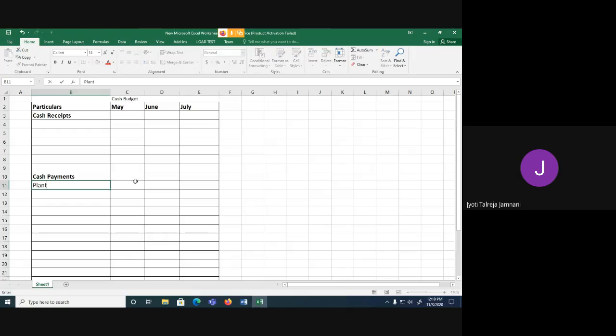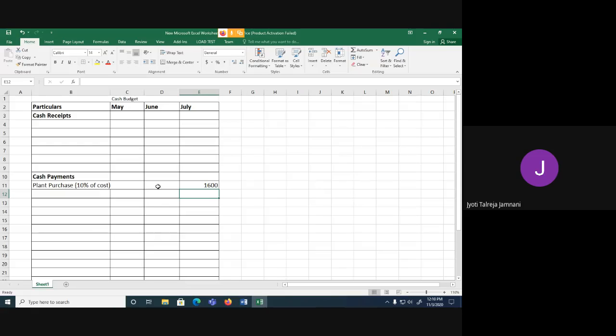You can write plant purchase, and they have said only 10% has to be paid on delivery. So 10% of cost. You have purchased it for 16,000. 10% of 16,000 will be 1,600, which is to be paid in July, and the remaining amount after 3 months. So we are not preparing cash budget for that period, so we'll only enter this 1,600.